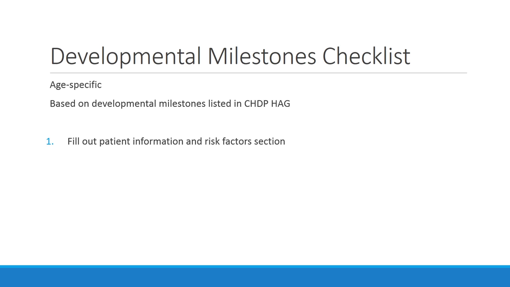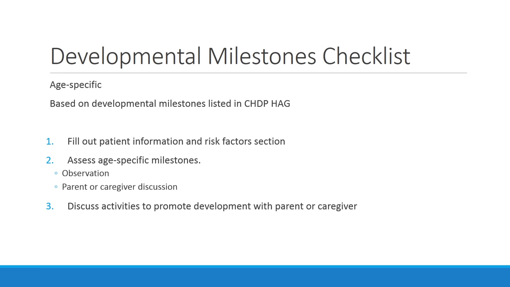The next step is to assess age-specific milestones. This is done by observing the child's behavior throughout the exam and also by conversing with the parent or caregiver. This discussion should include going over the activities to promote development found in the middle column on the checklist. The Bright Futures handouts complement this checklist. You should incorporate themes into your anticipatory guidance.